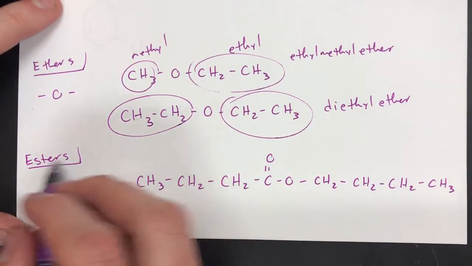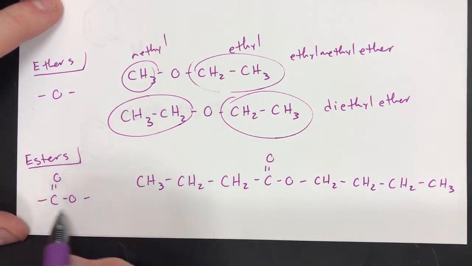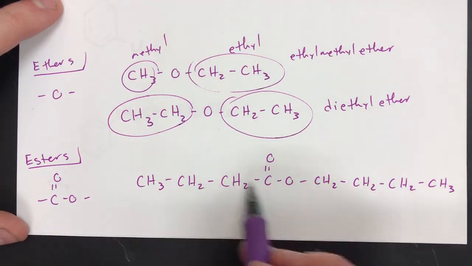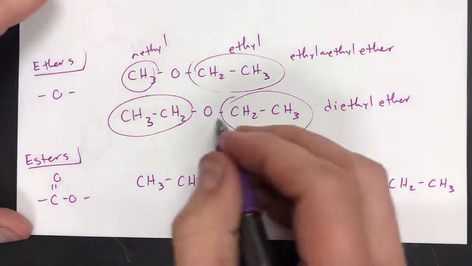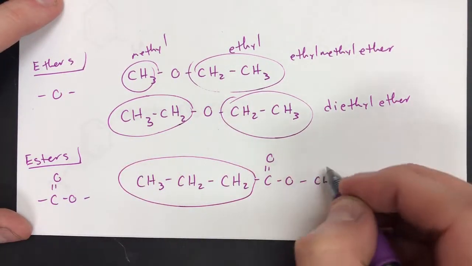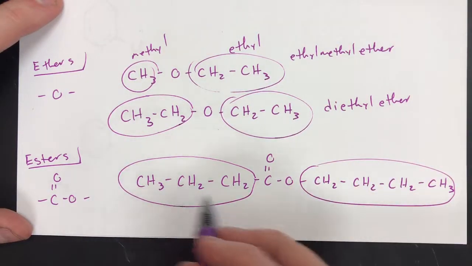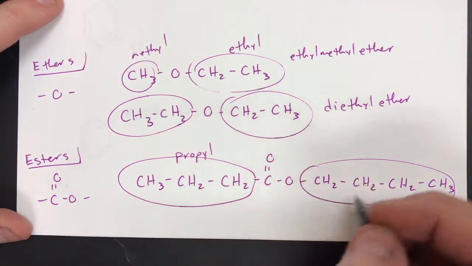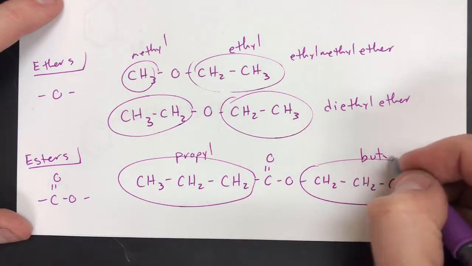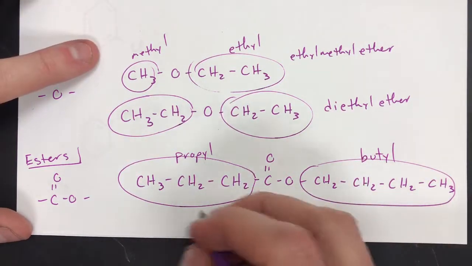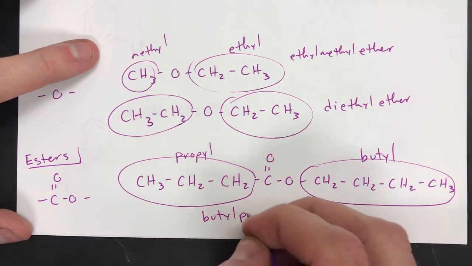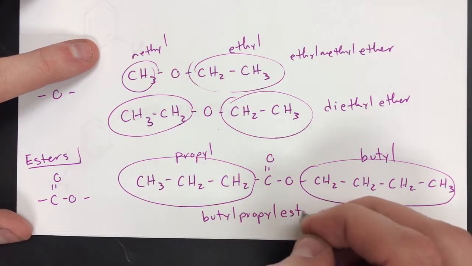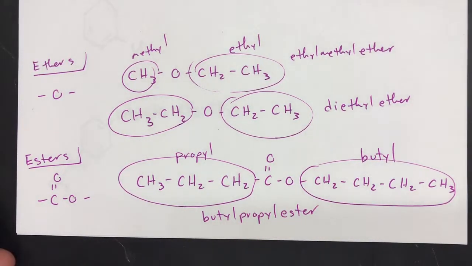Okay, the next one is called an ester group, and it's this group right here. And again, like an ether, it's in the middle of the carbon chain, so it kind of disrupts the carbon chain in the middle, like this one does. And just like an ether, we just name it for the things on the sides. So this 3-carbon chain is a propyl group, and this 4-carbon chain is a butyl group. And so we put them in alphabetical order, and we say butyl propyl ester. Butyl propyl ester is the name of that compound.